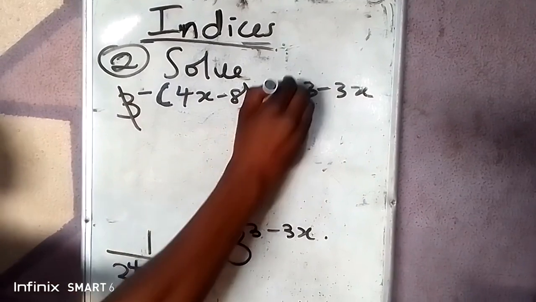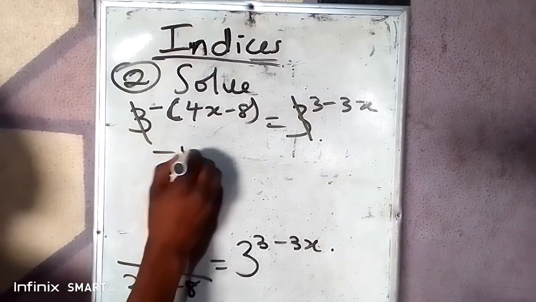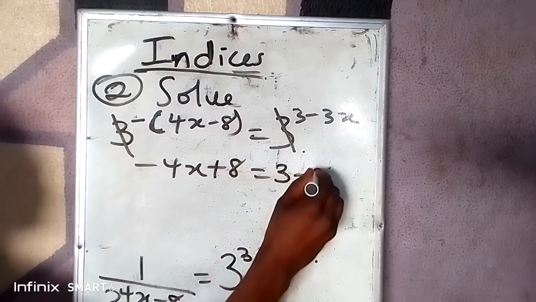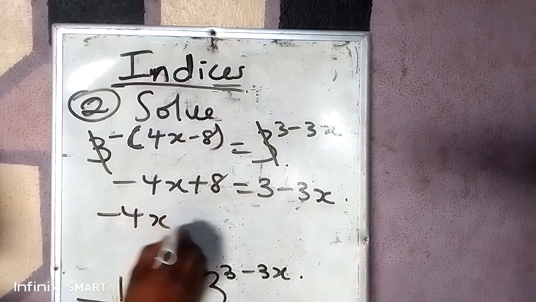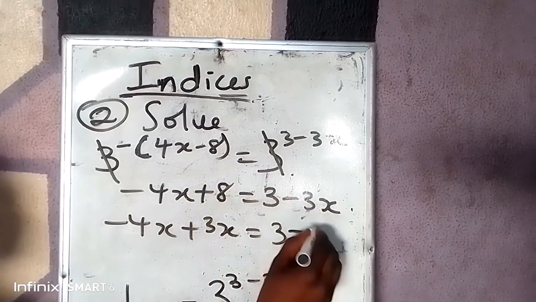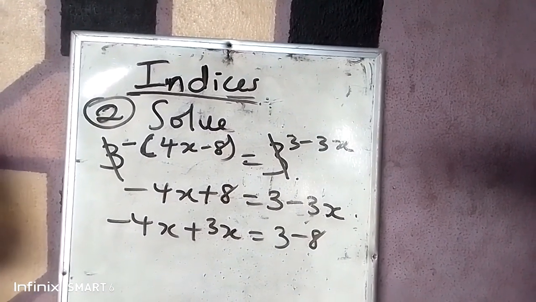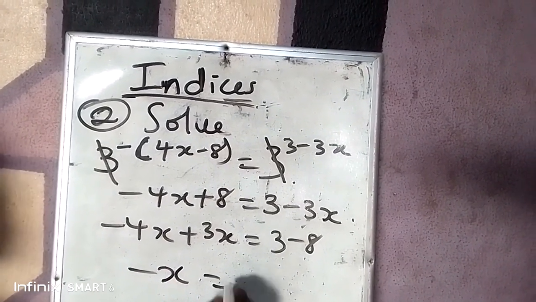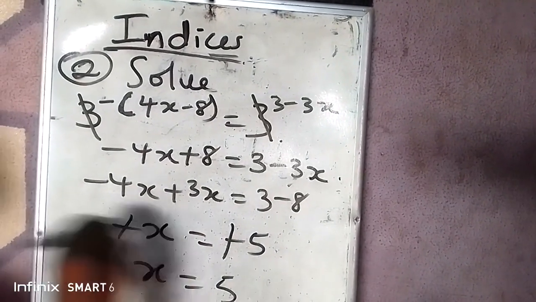Now this 3 cancels this 3. So we have, if you use minus to open the bracket, minus 4x, minus times minus is plus 8, equals 3 minus 3x. Now let's collect like terms. Minus 4x, when you bring minus 3x, that is plus 3x, equals 3 minus 8. Now minus 4x plus 3x is minus x. 3 minus 8 is minus 5. Minus cancels minus. Our x equals 5.